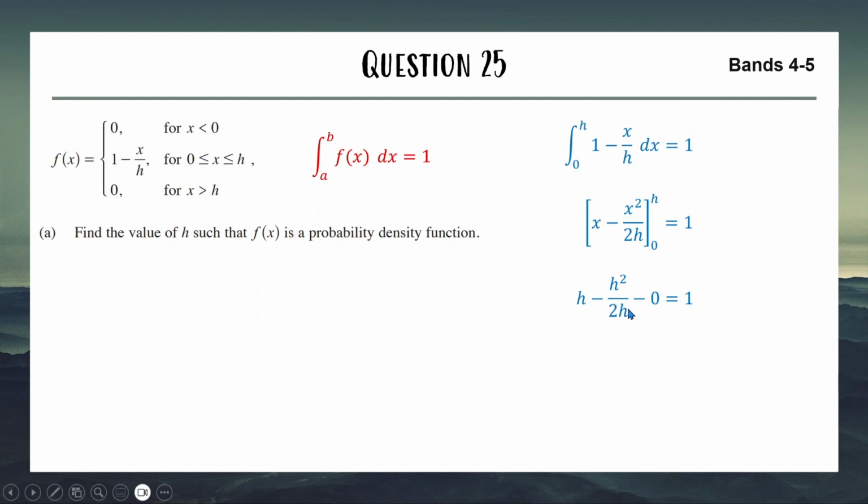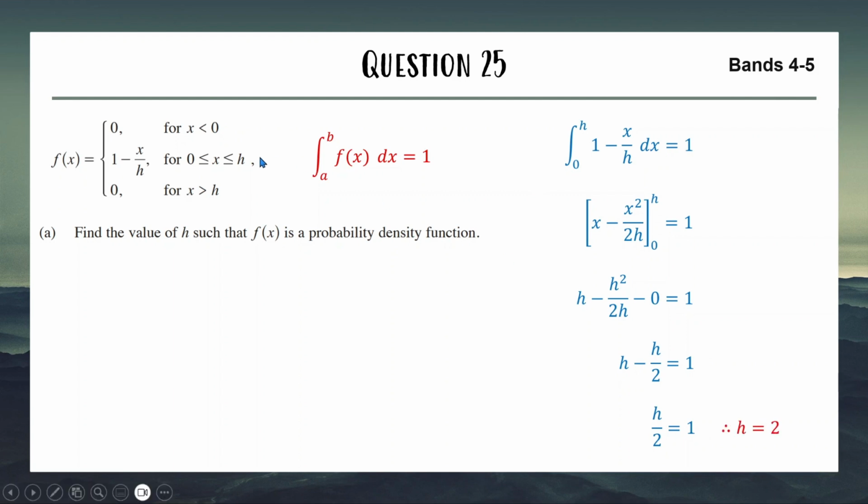Okay, h squared over 2h is going to simplify to be h over 2. And now what we have here is 1h, take away a half h, which gives us a half h. Multiplying the 2 across, we get our 2 marks answer of h is equal to 2. Okay, on to part B.